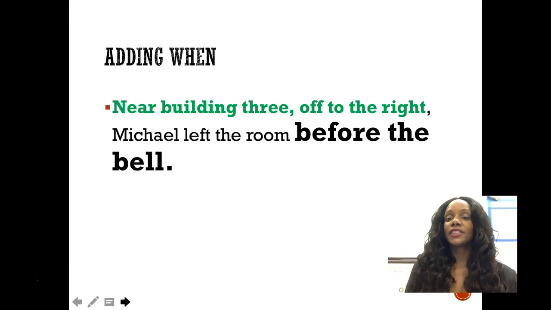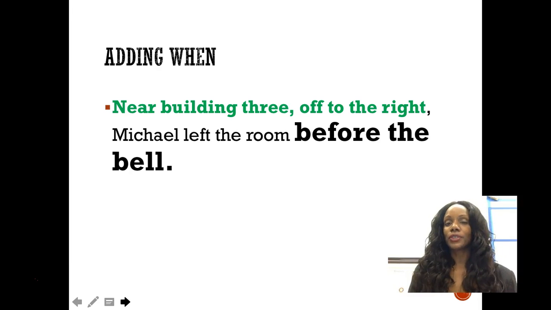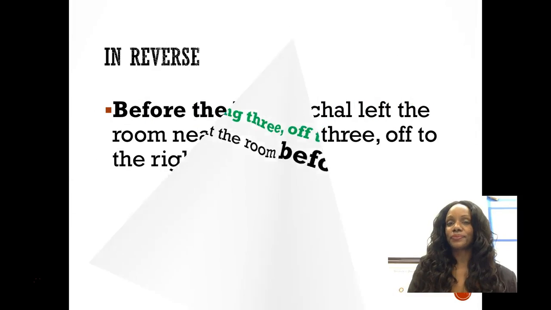Now here's how we add to the when group. Again, I kept it the same. Near building 3, off to the right, that's our where group. Michael left the room. When did he do it? Before the bell. So that's important to know. Before the bell. Before is one of the words from the list. Before the bell is a phrase attached that we put together to formulate or construct our sentence.